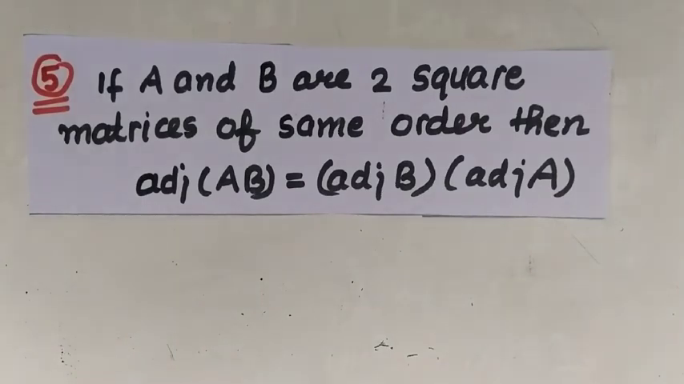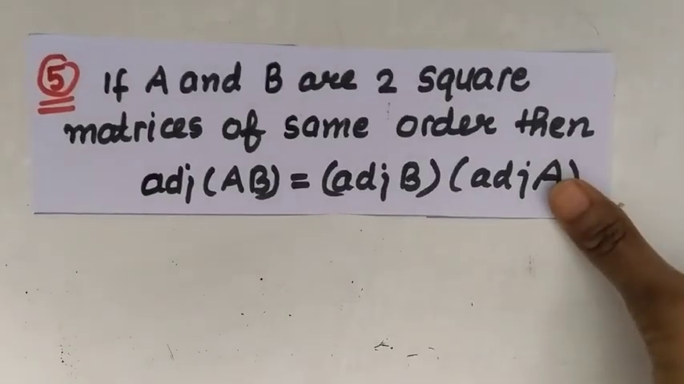Okay, let us move to our next property, and our next property is, A and B are two square matrices of same order. Then adjoint of AB is equal to adjoint of B into adjoint of A. It means if we have two matrices A and B, and we multiply these two matrices and have product AB, then adjoint of that product matrix AB will be equal to the product of adjoint of B matrix into adjoint of A matrix.